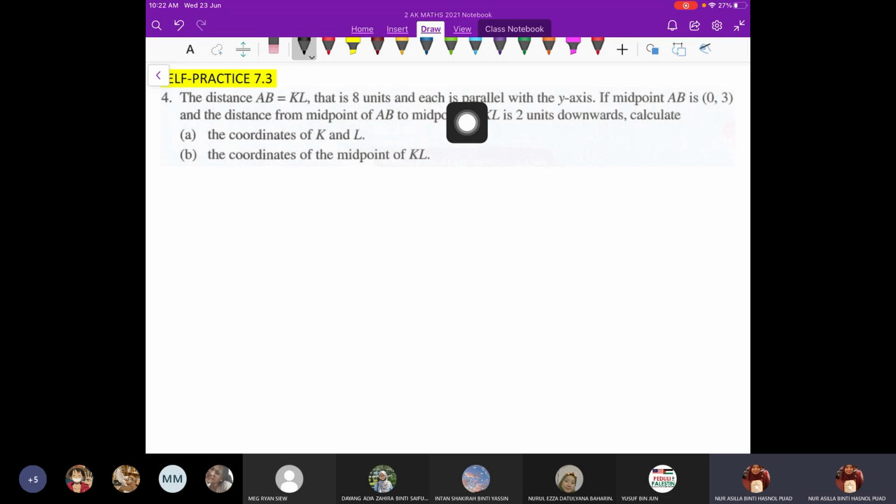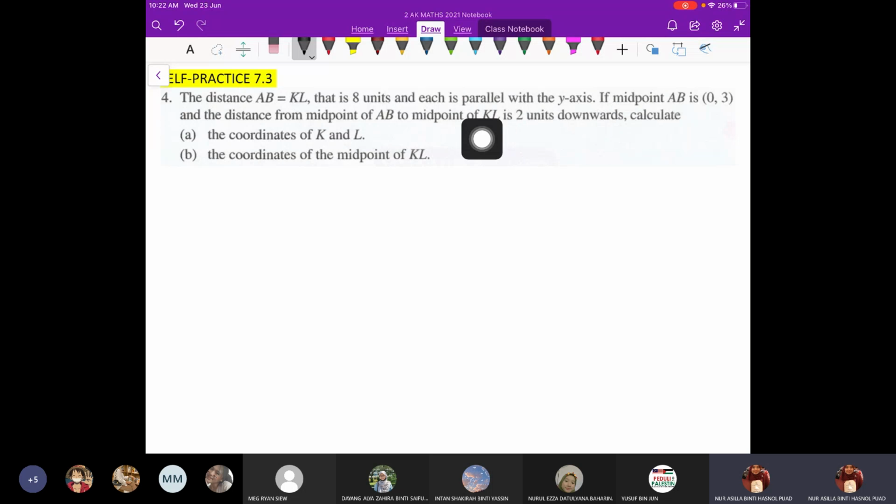And each is parallel with the y-axis. Maksudnya setiap satu daripada line ini dia parallel to the y-axis. Jadi maksudnya line ni adalah vertical line. Okay, dia ada vertical distance, sebab dia parallel to the y-axis. Okay, so if midpoint AB is 0, 3 and the distance from midpoint AB to midpoint of KL is 2 units downwards.